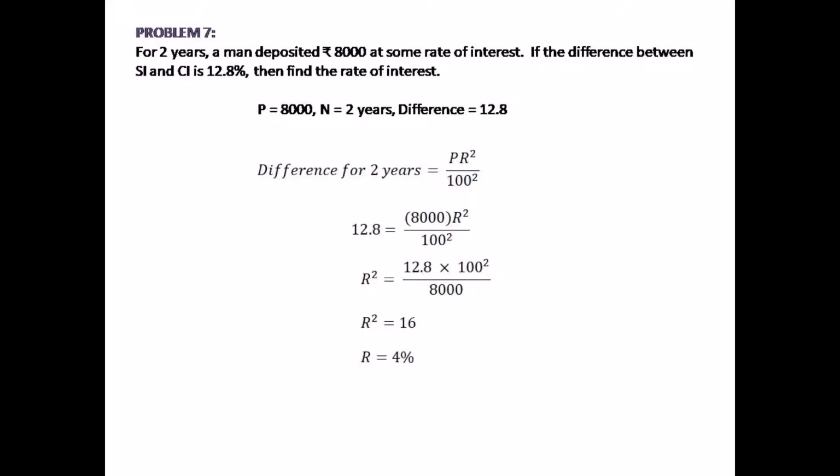For 2 years, a man deposited rupees 8,000 at some rate of interest. If the difference between SI and CI is 12.8, then find the rate of interest. Given P equals 8,000, N equals 2 years, difference equals 12.8. Difference equals PR square, by 100 square. That is 12.8 equals 8,000 into R square, by 100 square. On solving we get R is 4%. Therefore the rate of interest is 4%.